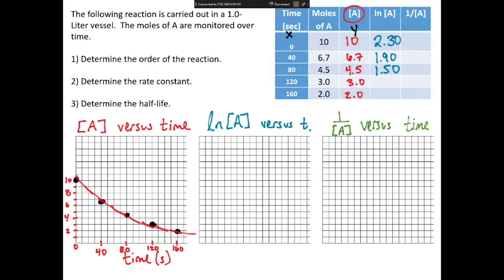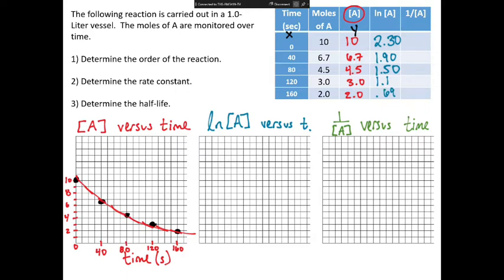First column, I divided moles over liters, and they told me it was a 1 liter vessel, so it turned out to be the same number. If it had been done in a 0.5 liter vessel, I would have said 10 over 0.5, 6.7 over 0.5, and I would have had to divide by something other than 1, and the numbers would be different. Going on down here, we got 1.1 and 0.69 there.